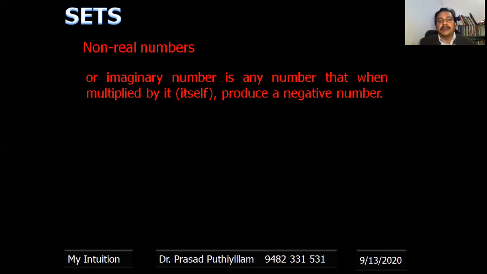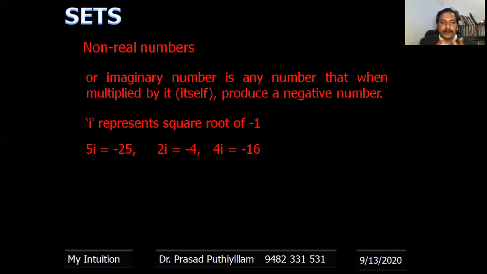An imaginary number is any number that, when multiplied by itself, produces a negative number. If small letter i represents the square root of -1, then 5i means 5 along with i, which represents the square root. The square of 5i is -25, the square of 2i is -4, and the square of 4i is -16. So they are non-real numbers, or imaginary numbers.